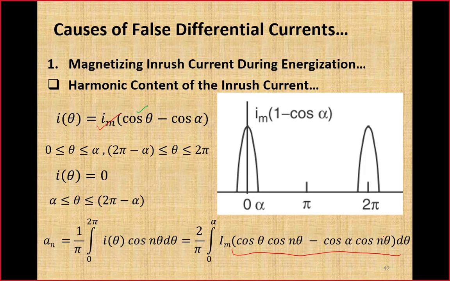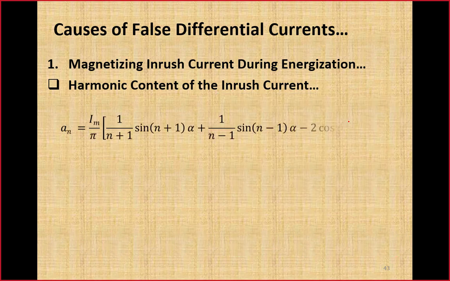So now this time integration is from 0 to alpha because the next cycle is similar to this one. So we have multiplied this with 2 to consider the effect of the next cycle as well. The solution of this integration, we are not interested in how to solve it. The end result that we obtain after solving this integration is this. This is the value of the coefficient of the Fourier series.